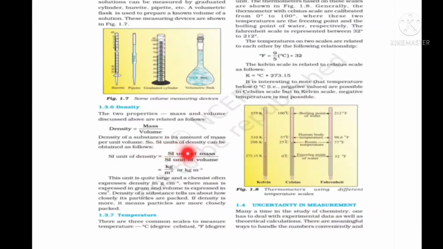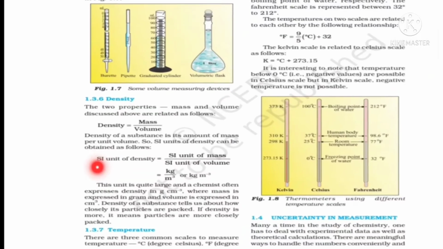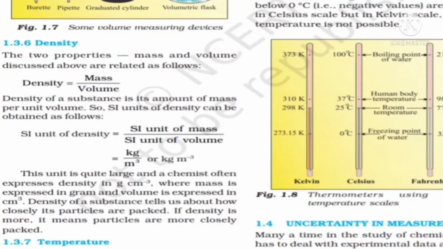So, SI unit of density can be obtained as follows. SI unit of density equals SI unit of mass divided by SI unit of volume. What is the SI unit of mass? kg, divided by SI unit of volume, meter cube. We can say the SI unit of density is kg per meter cube, kilogram per cubic meter. How can it be written? kg m raised to minus 3.